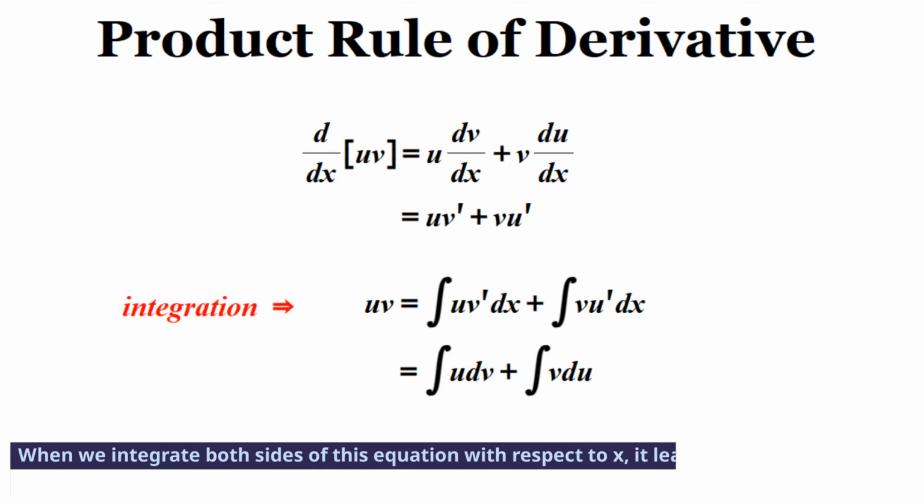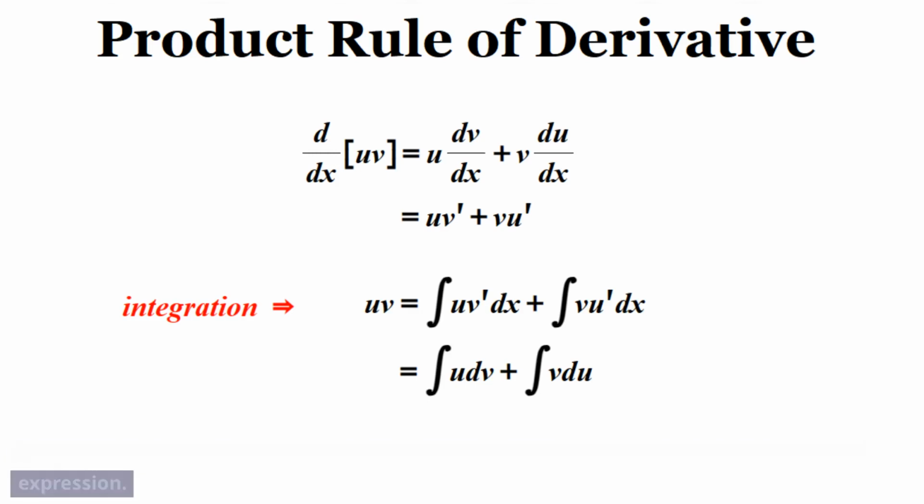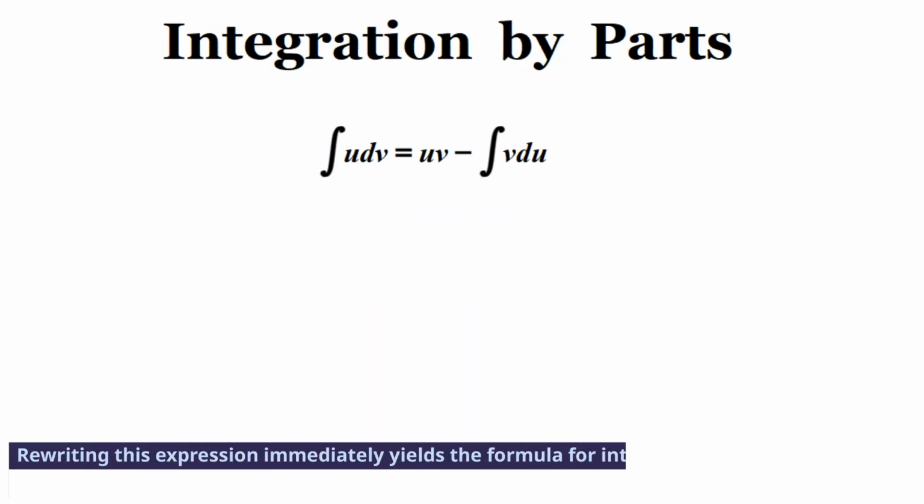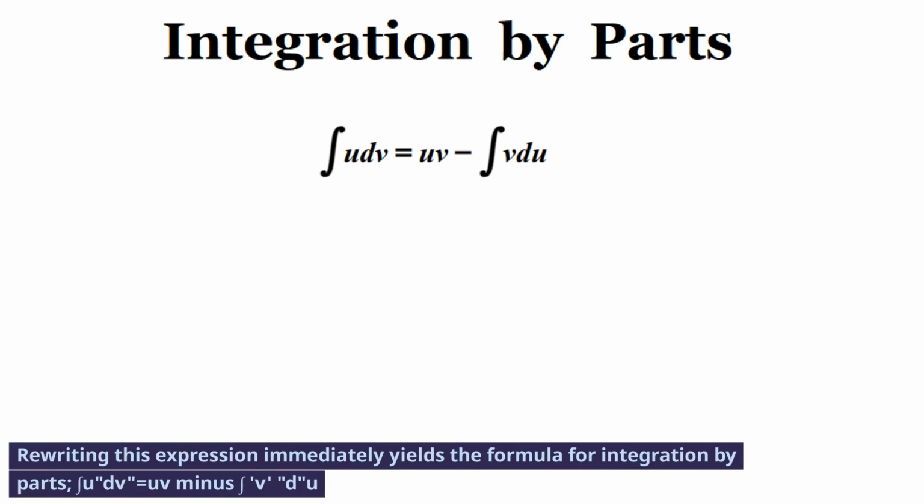When we integrate both sides of this equation with respect to x, it leads to the following expression. Rewriting this expression immediately yields the formula for integration by parts. Integral u dv equals uv minus integral v du.